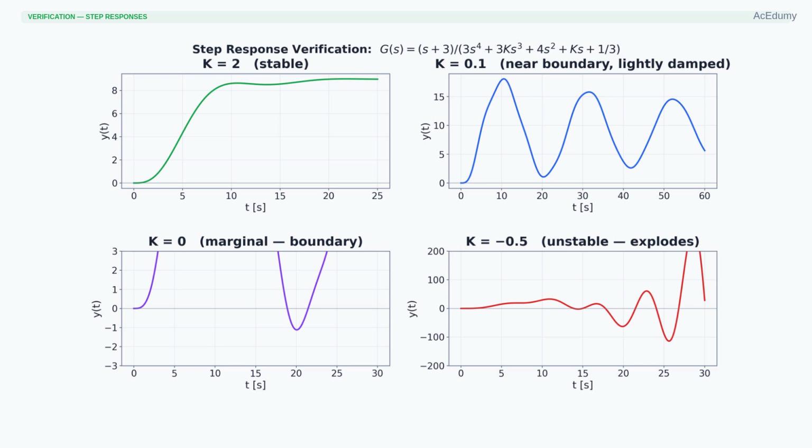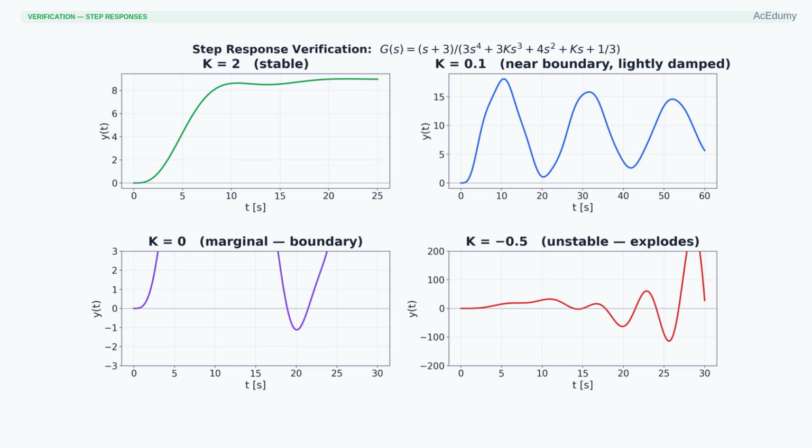The boundary is reached gracefully from above. Bottom left panel, k equals 0. Exactly on the boundary. The necessary condition fails. One coefficient is now 0. The response drifts and oscillates without bound, marginally unstable as predicted.